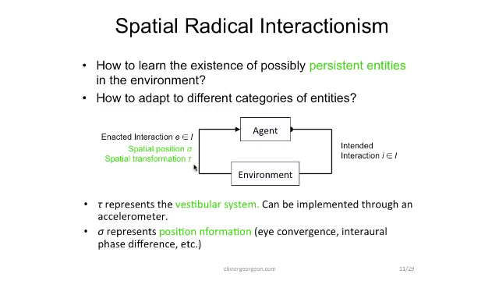And the second information that we provide the agent with is what we call the spatial transformation. So it's the spatial movement induced by the enacted interaction. So it simulates the vestibular system. It's designed to provide the same kind of information that our vestibular system provides us.